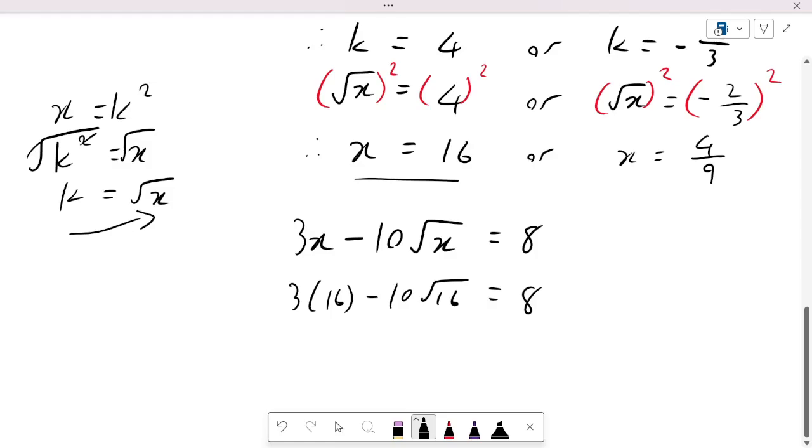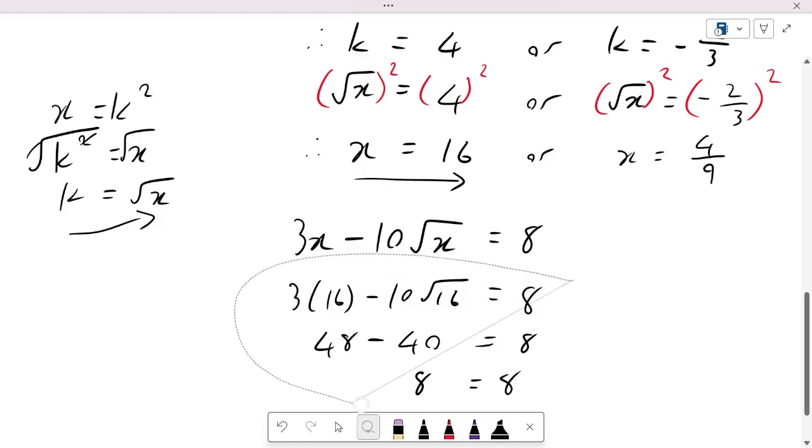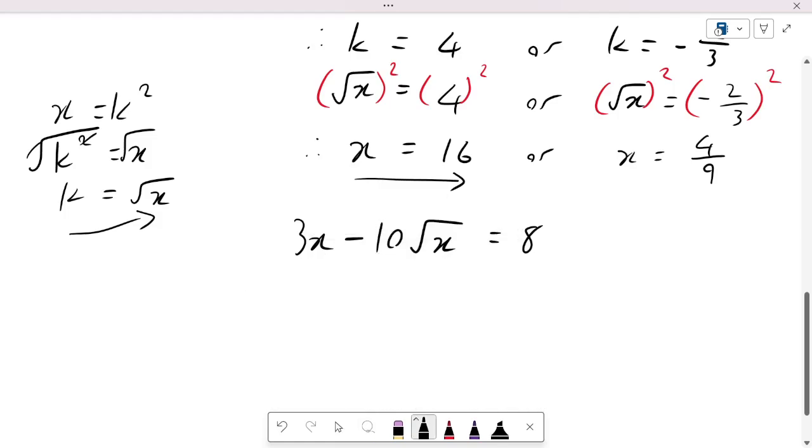And then we are going to just do the mathematics. 3 multiplied by 16 is just going to give us an answer of 48, minus 10 multiplied by root 16. We know root 16 is just equal to 4, so that's just going to be minus 40. And we know 48 minus 40 is equal to 8. And therefore 8 is equal to 8. So this one is true, so we can use that one. And then if we use the other one, I want you to substitute it in to see if this is going to be true. So is this one true? That's what I want you to find out.